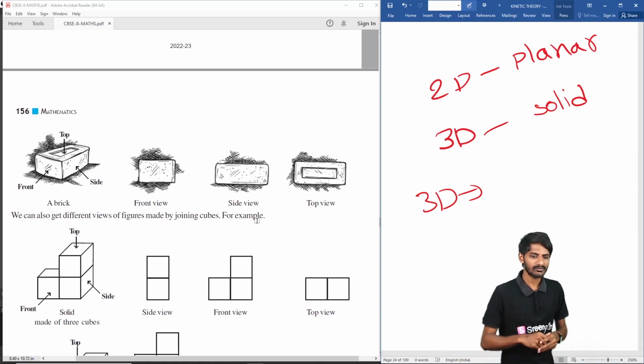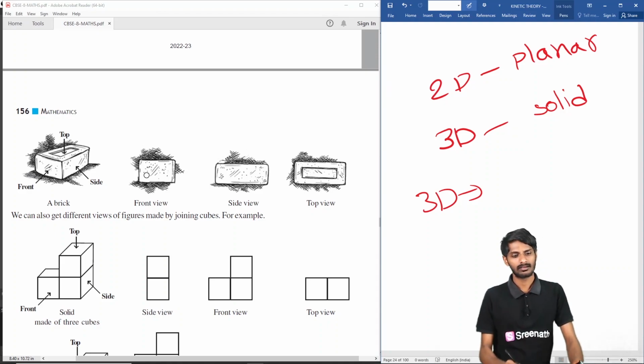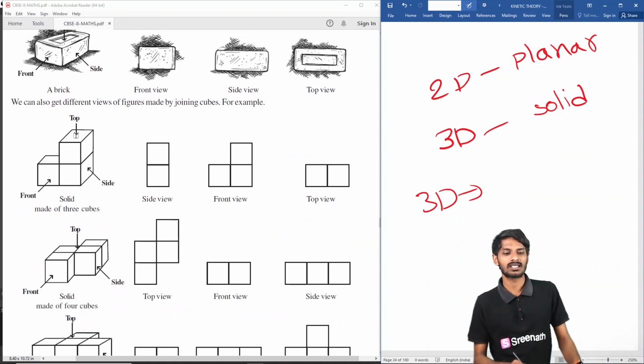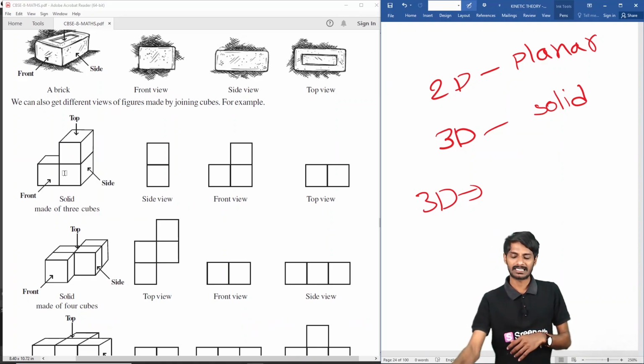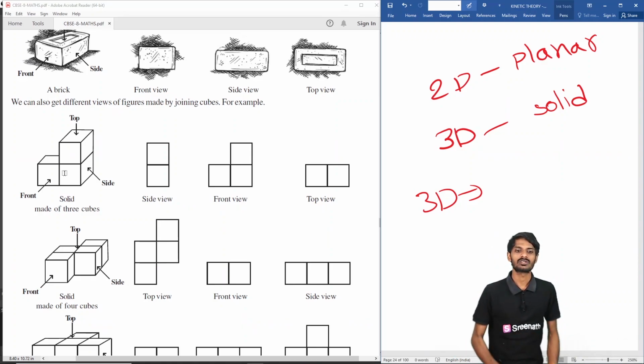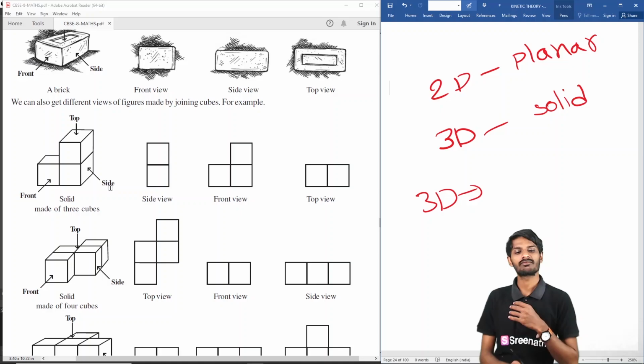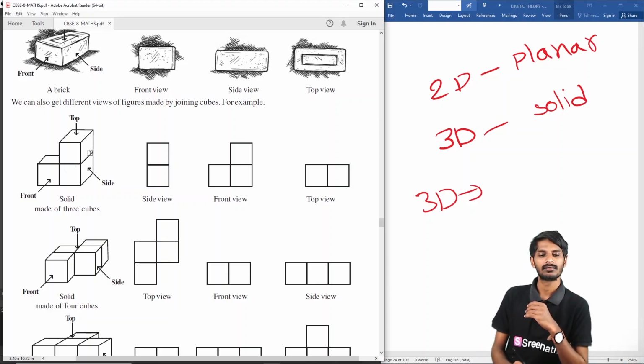Okay, and here also, these are unit cubes placed here, students. Suppose you are viewing it from this side, it is the side view, just two blocks. If you view from the front side, it has three blocks, and if you view from the top, it is also only two. Like that happens, friends. So the viewing angle changes the shape.